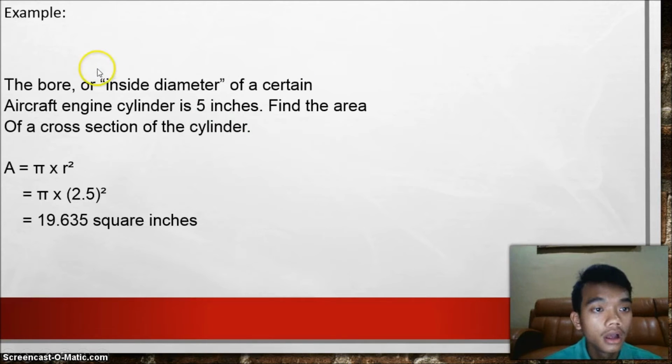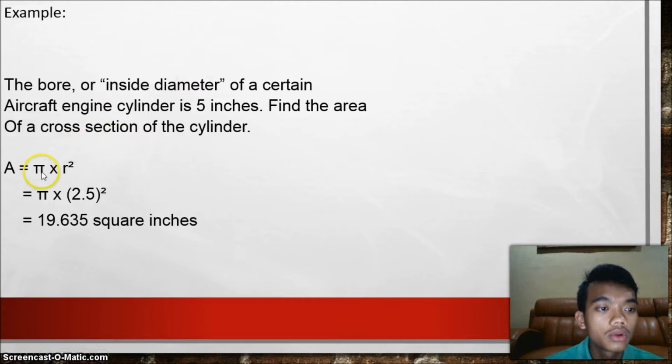For example, the bore, or the inside diameter, of a certain aircraft engine cylinder is 5 inches. Find the area of the cross section of the cylinder. First we have to identify what the question gives us. Firstly, it gives a diameter, so we must divide by 2 to get the radius.